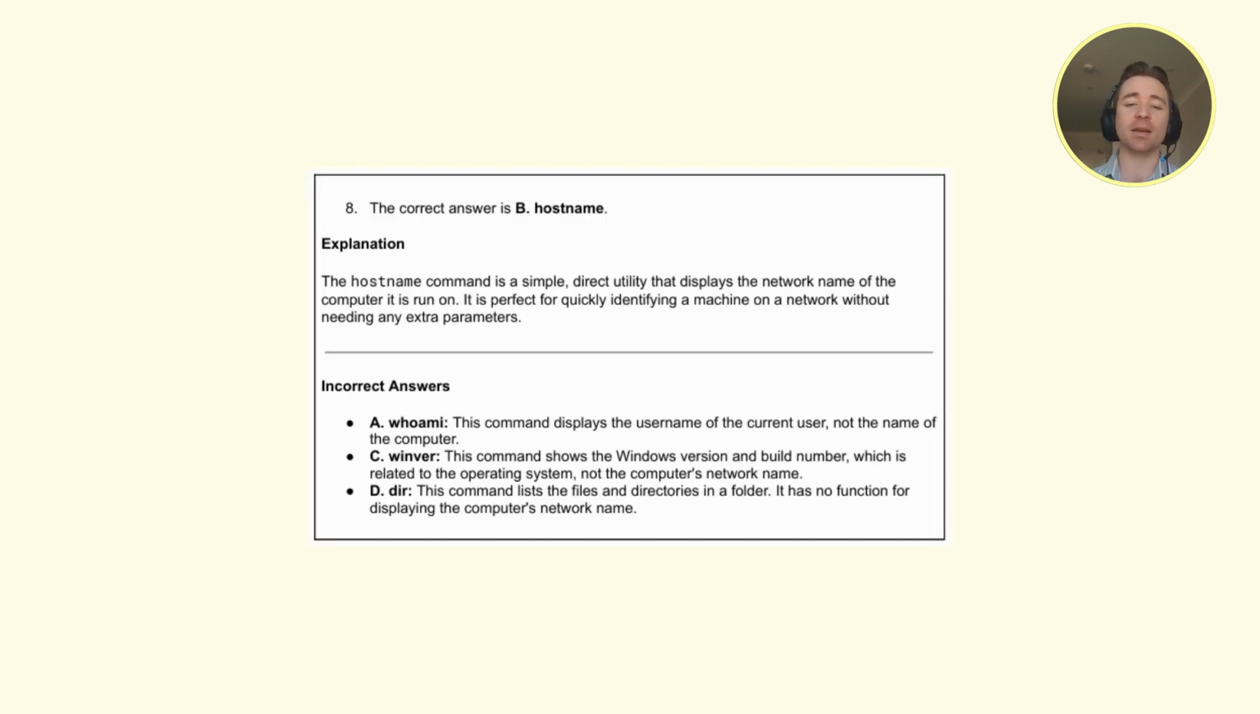So the hostname command really quickly gives you the network name of the computer that it is running on. It will show you what the host name is. Whoami displays the username of the current user, but not the name of the computer itself. Winver will tell you the version of Windows that you're using, and dir lists the files and folders or directories in the folder that you are currently in. It has no function for displaying the computer's network name. So hopefully we got that one right.